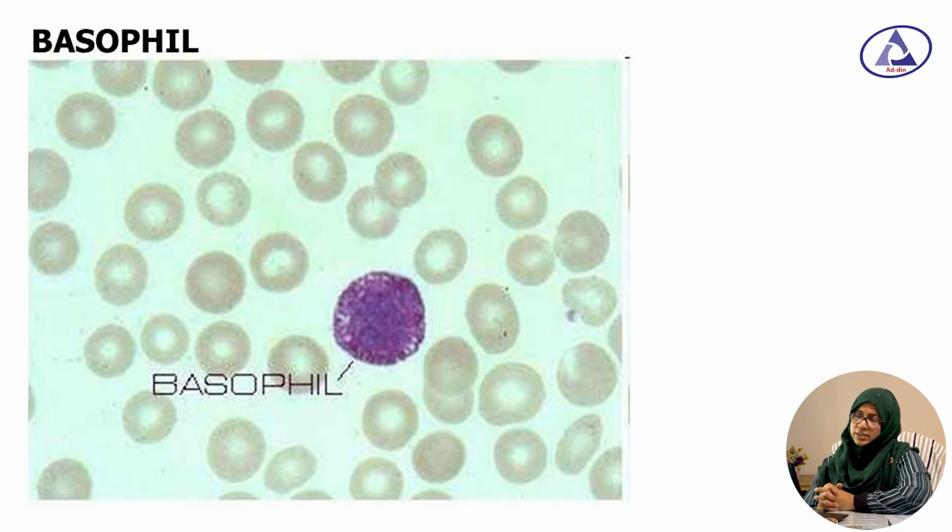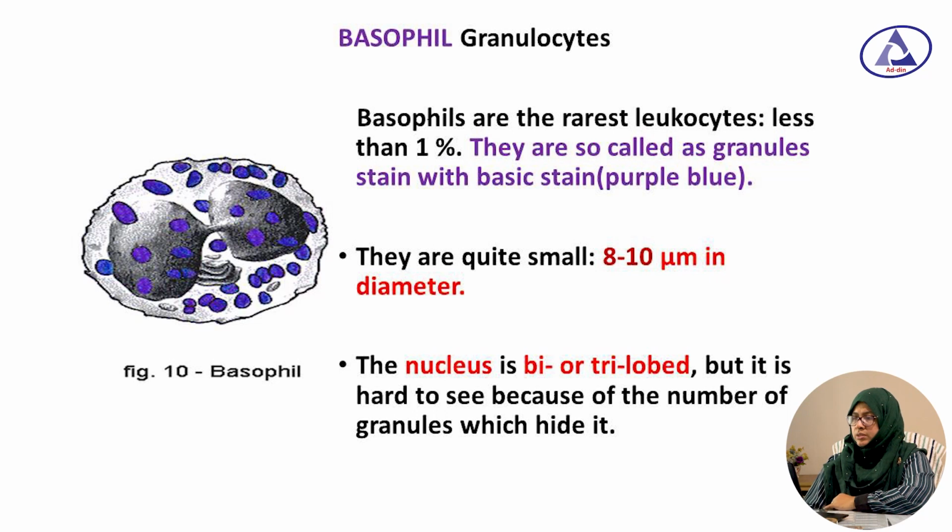Now let us discuss the basophil. This is the microscopic figure of the basophil. It is another granulocyte. Basophils are the rarest leukocyte, about 1%. They are so-called because the granules stain purple blue in color. They are quite small, 8 to 10 micrometer in diameter. Their nucleus is also bilobed or trilobed, but it is hard to see because the granules overlap it, and it cannot be seen easily under the microscope.